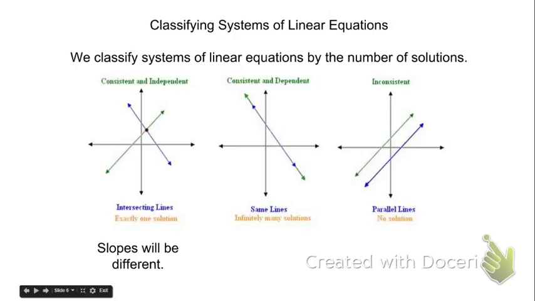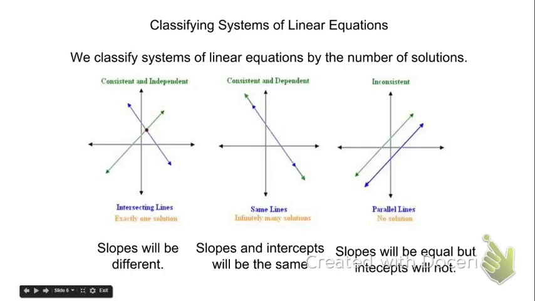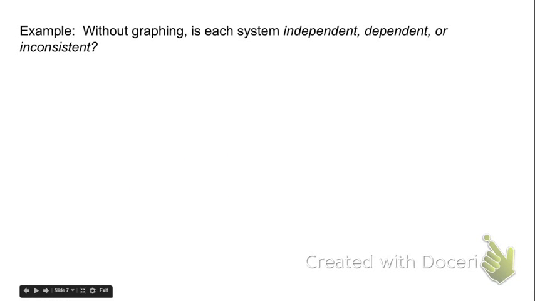In a consistent and independent system, you'll know it's consistent and independent because your slopes will be different. In a consistent and dependent system, the slopes and the intercepts will be the same because they're going to be the same lines. And in an inconsistent system, the slopes will be equal, but your intercepts will not. Take a look at an example here on our last slide. Without graphing, is each system independent, dependent, or inconsistent?